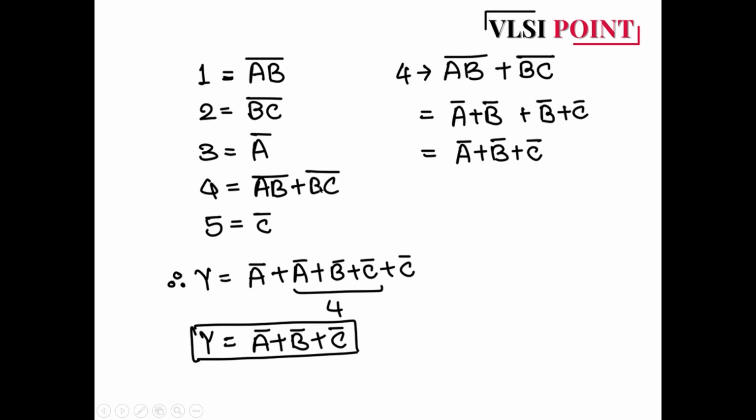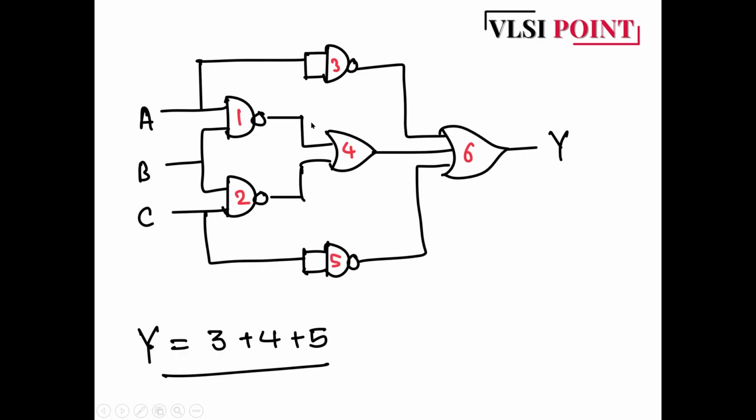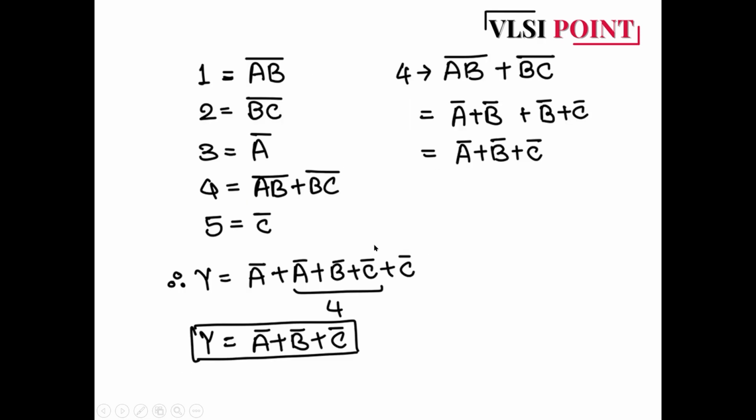You can see whatever the output of the first NAND gate and the second NAND gate, we are just doing an addition operation over them. And for 5, it is nothing but C bar. So now 3 is ready, 4 is ready, and 5 is ready. But we have to simplify AB bar and BC bar. Maybe we will get some reduced form of this.